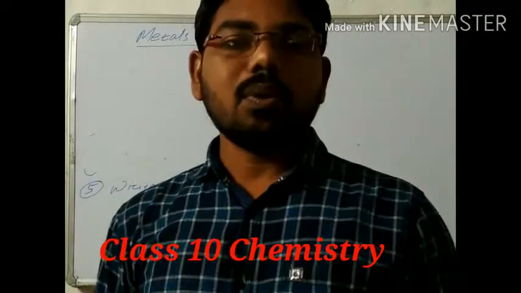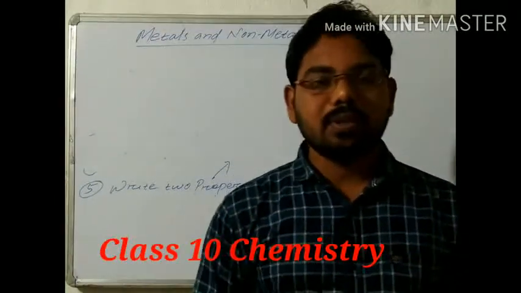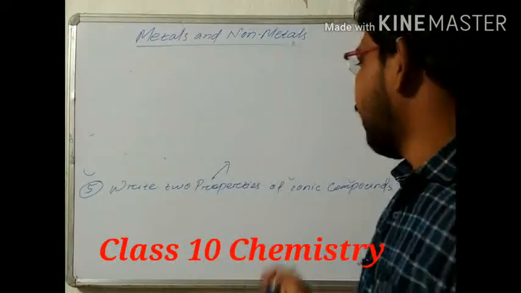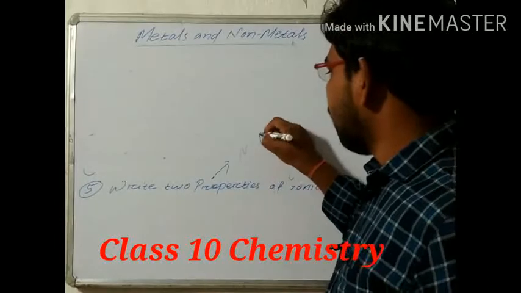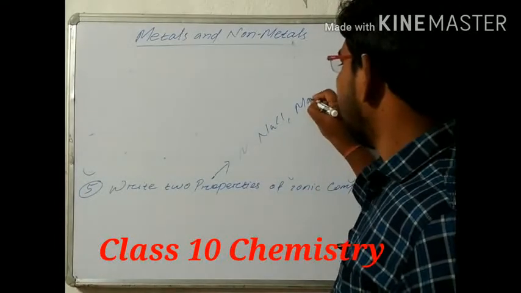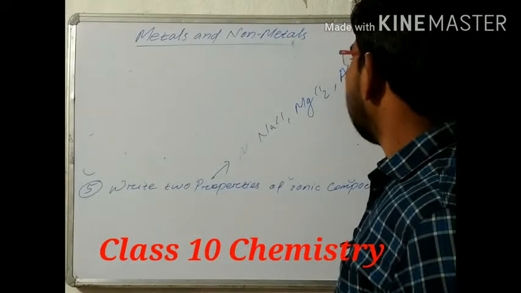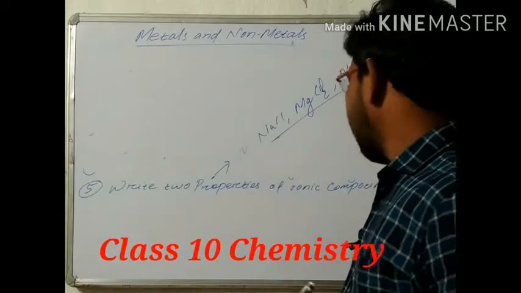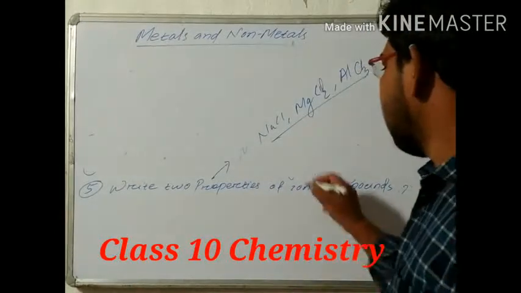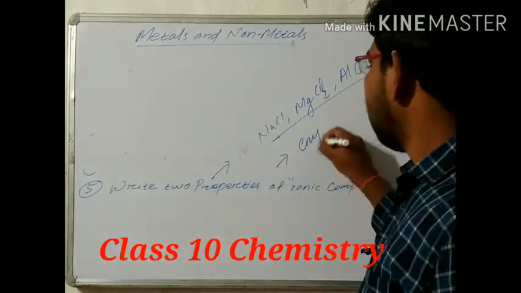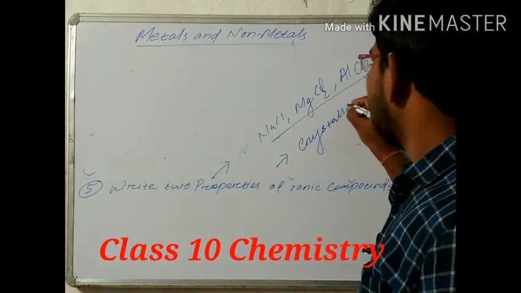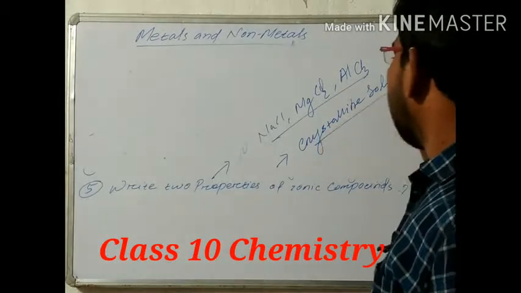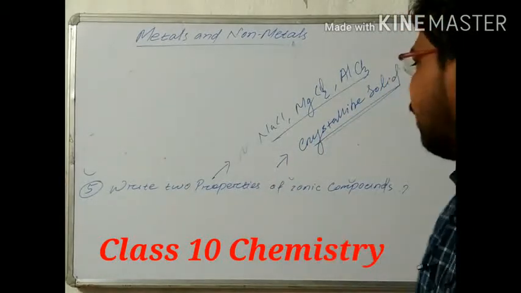Ionic compounds are formed by the strong force of attraction between two oppositely charged ions. For example, magnesium chloride, sodium chloride, NaCl, MgCl2, AlCl3. These are all ionic compounds, and these ionic compounds are mainly crystalline solids. First one, they are crystalline solids. And if we hammer them, they are brittle in nature.